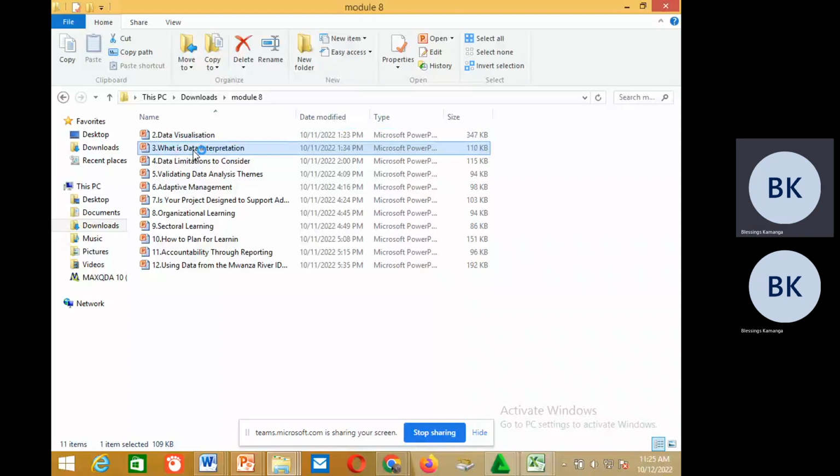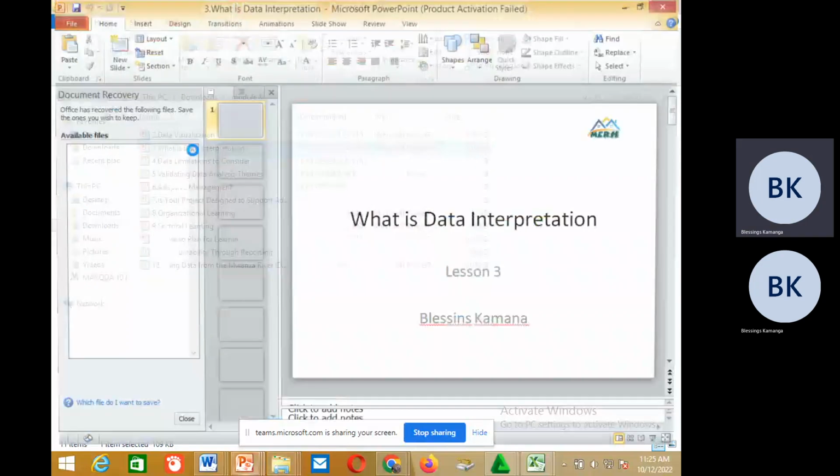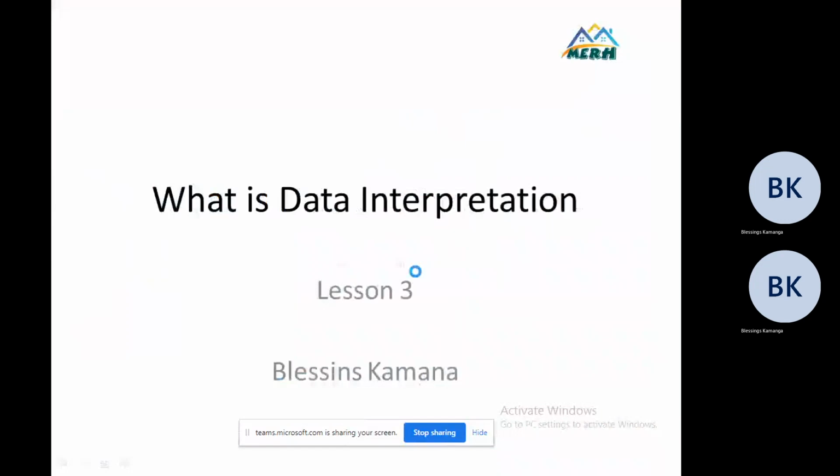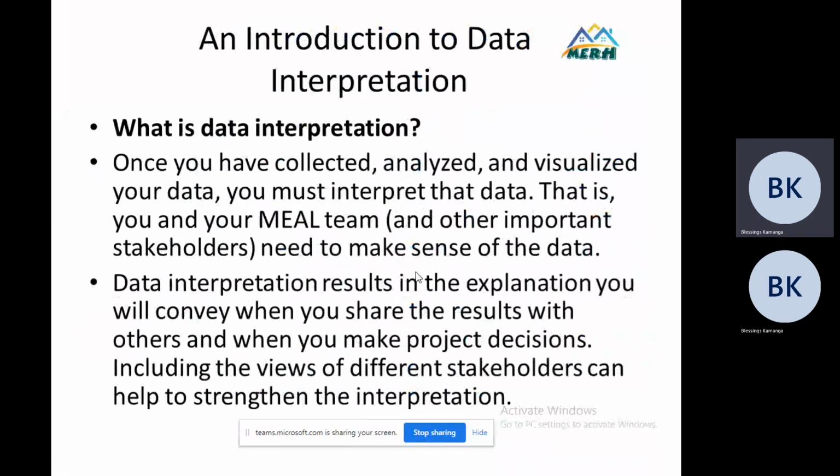So the other question that we have to ask ourselves is, what is data interpretation? What do we mean when we say we're interpreting data? Once you've collected, analyzed, and visualized your data, you must interpret the data. That is, you and your MEL team and other important stakeholders need to make sense of the data. So data interpretation results in the explanation you will convey when you share the results with others and when you make project decisions. Including the views of different stakeholders can also help strengthen the interpretation.